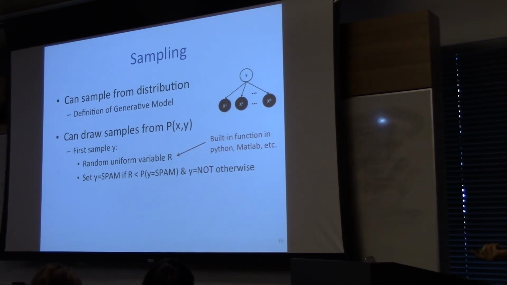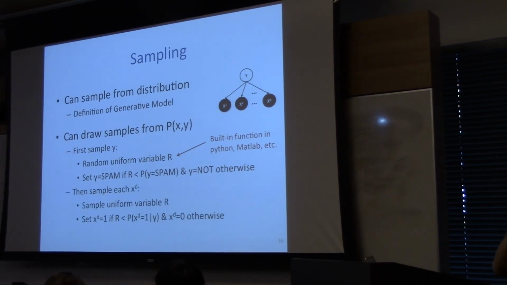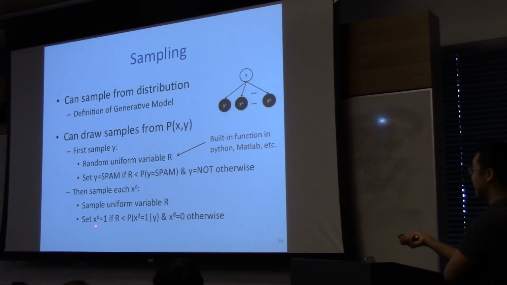And then, conditioned on having sampled y, this actually specifies a sampling procedure as well. Conditioned on having sampled y, we now sample p of x given y. Each p of x given y is conditionally independent given y. So for each dimension, we sample a new uniform random variable, and then we set that feature as active if the probability of that feature being active according to the model conditioned on y contains this random variable, otherwise 0.